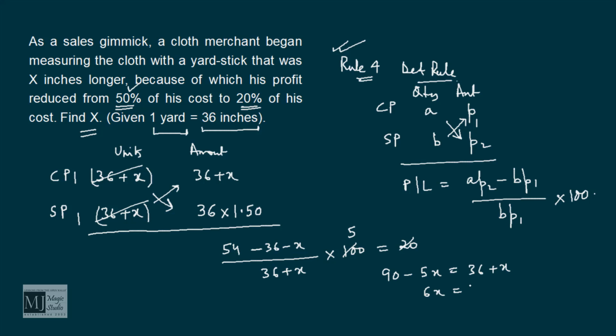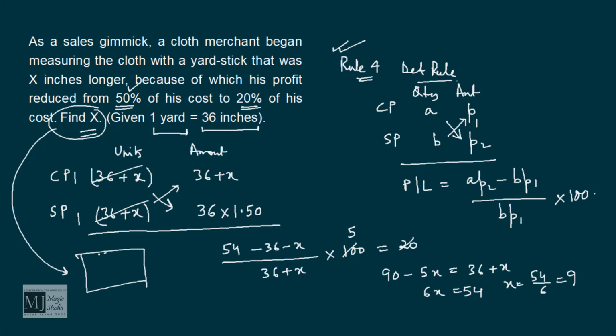So we have 6X equal to 54. X equals 54 by 6, that is 9. Yes, the value of X, again I'm writing here, please have a look. X is 54 by 6, that is 9 inches. Since no options are given, we need to type in the answer. Type in 9. Fine.